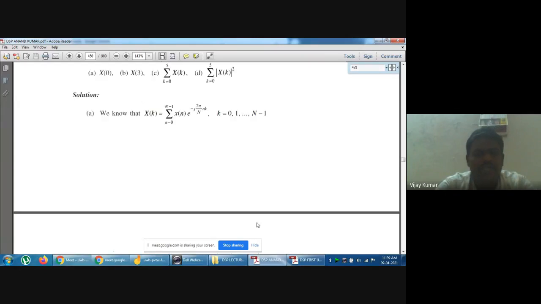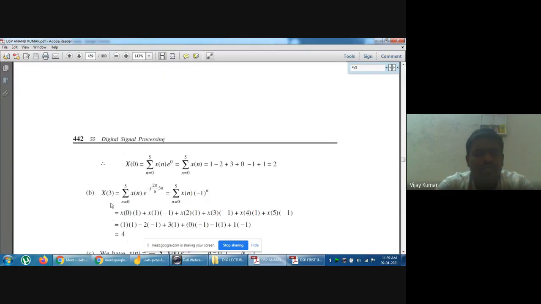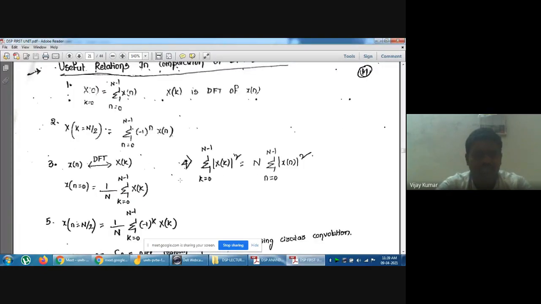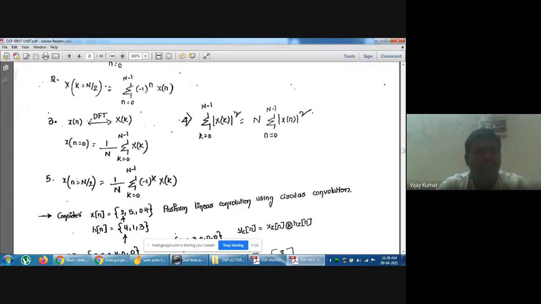Next, x of k equal to n by 2, that means x of 3. So alternate minus plus: minus 1 whole power n times x of n, summation n equal to 0 to 5. You will get 4. So without computing the DFT, you can use these formulas. Next, one more formula. Many other formulas are also available to compute the IDFT. Small x of n equal to 0.